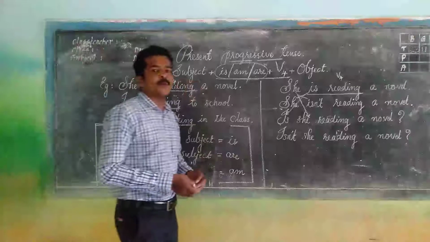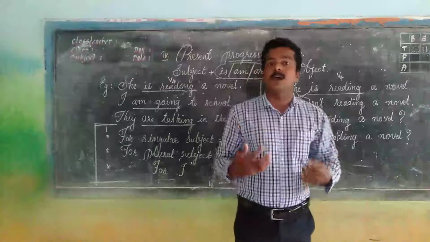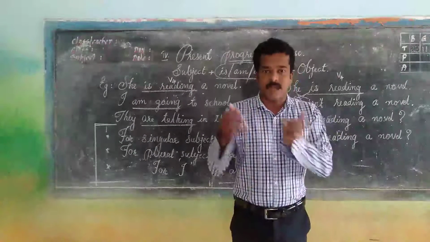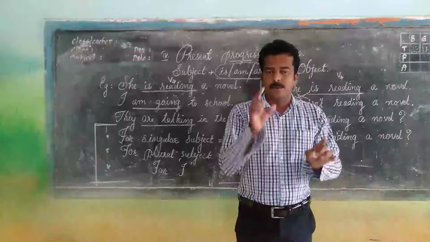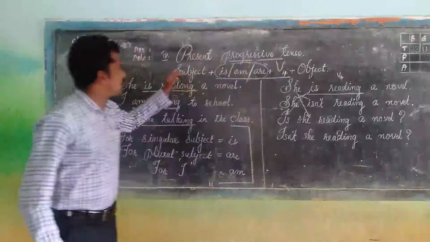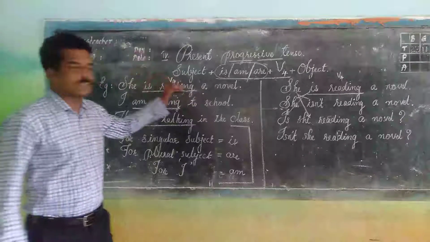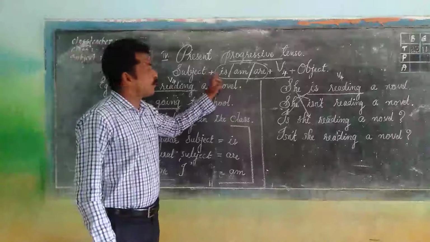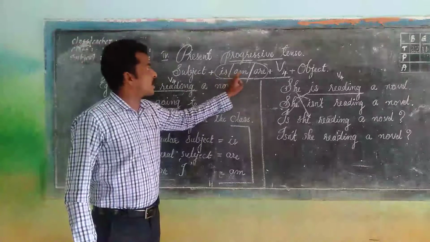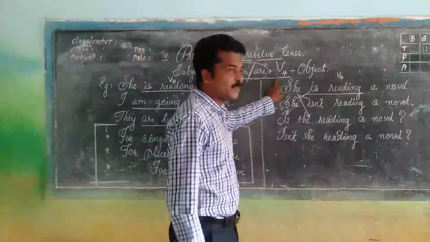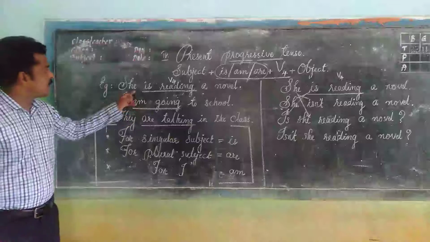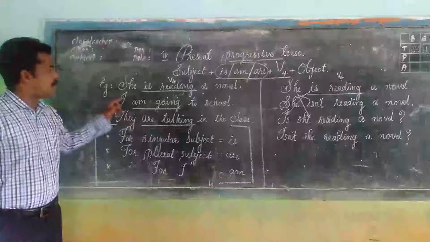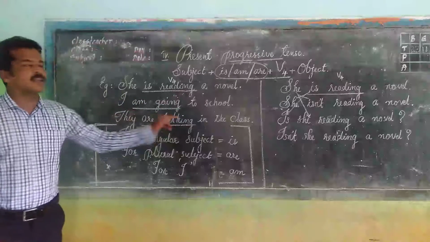Let's have a quick revision. We use present progressive tense to express the ongoing actions or the actions which are going on now. Hope you understand. And the structure is subject followed by is or am or are plus V4 ing form and finally object. Three examples I mentioned here. She is reading a novel. I'm going to school and they're talking in the class.